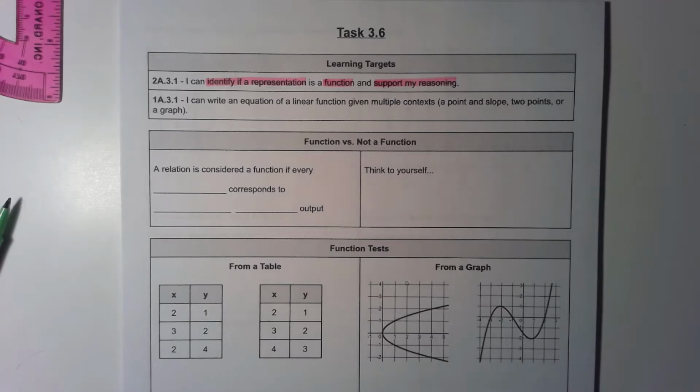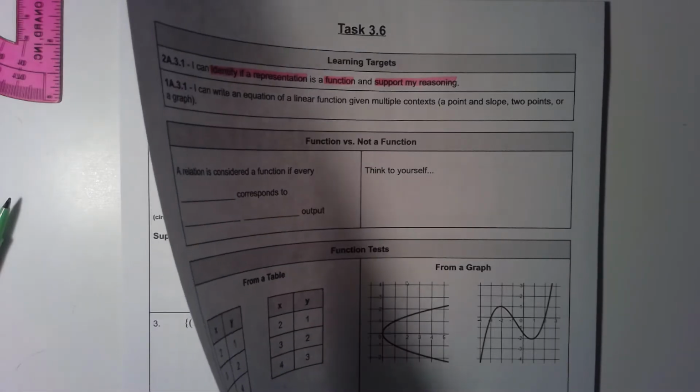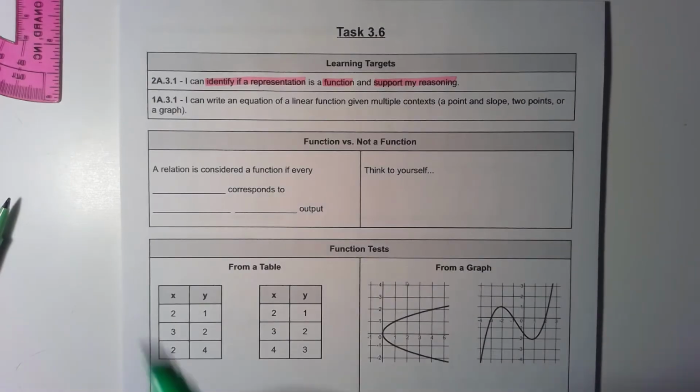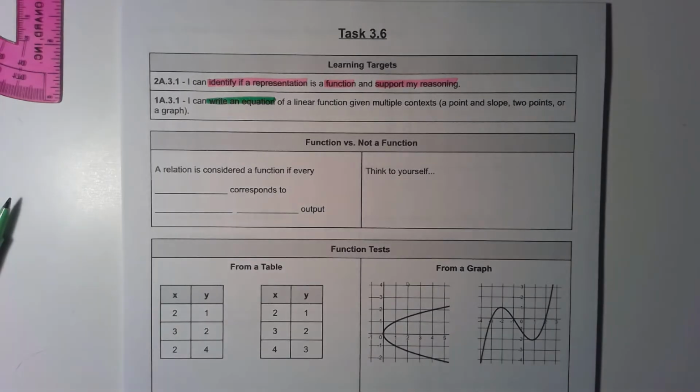The second learning target for today is I can write the equation of a linear function given multiple contexts. So again, this is very similar to what we did on the previous lesson where we are going to be writing equations of a linear function using a point, a slope, 2 points, or possibly a graph.